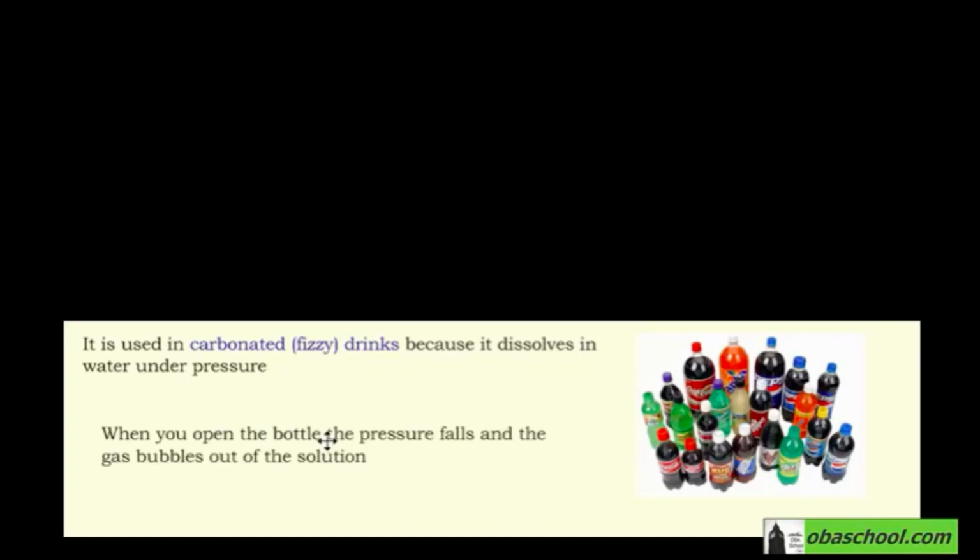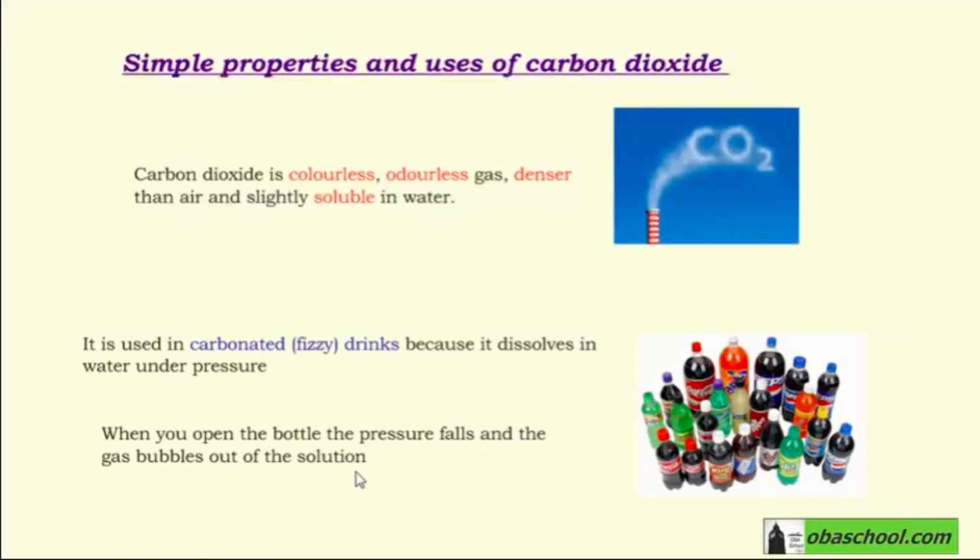When you open up the bottle, the pressure falls and gas bubbles out of the solution. So when we open up the bottle of any soft drink, it makes a sound since pressure falls and gas bubbles come out of the solution. Since this water is carbonated, it contains carbon dioxide.